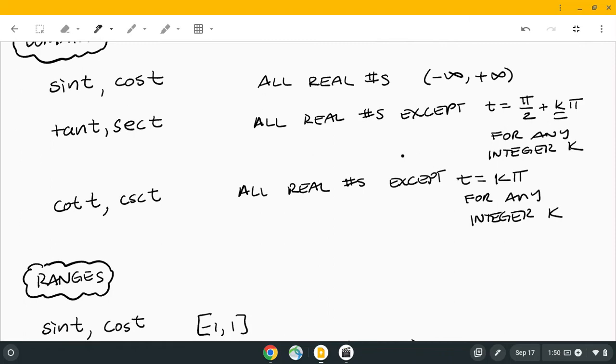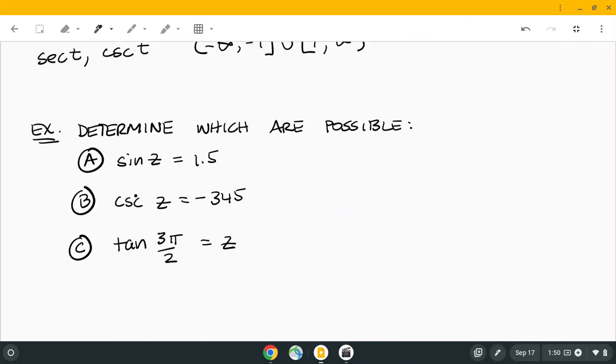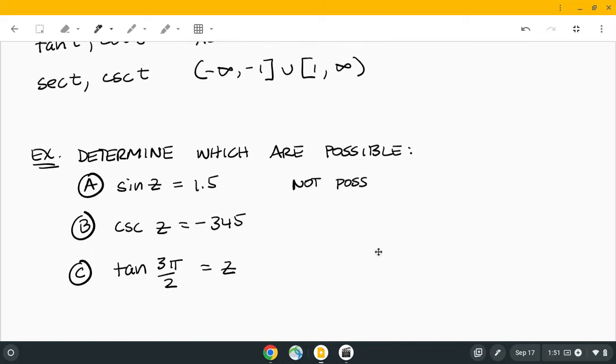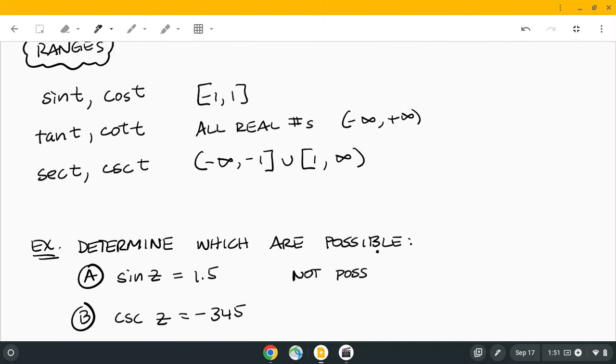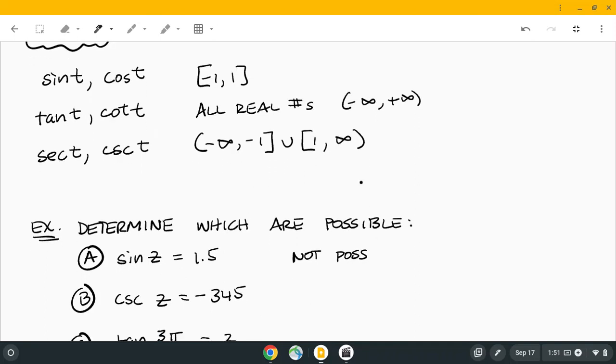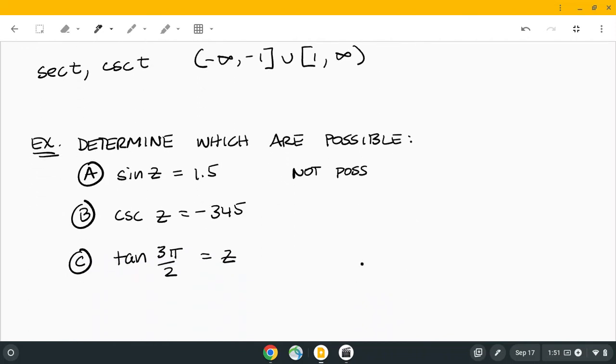This is going to be based on all of these things up here that we just wrote down. So, is it possible to get 1.5? No. Because remember, sine of something, the highest it'll go is 1. The lowest it'll go is -1. So it's not possible to get 1.5. All right, cosecant z equals -345. Is it possible to get that? You can look here. Is -345 in the range? Yeah. So this is possible.